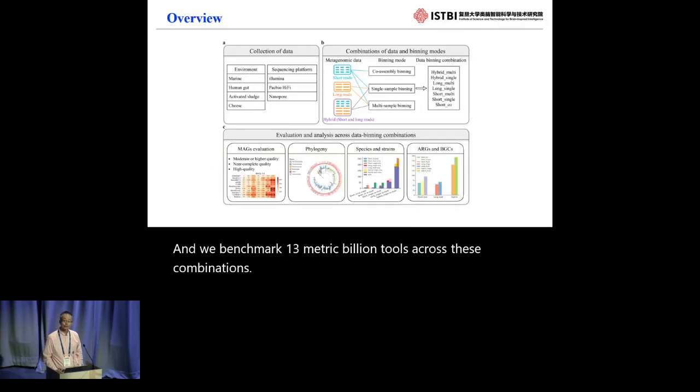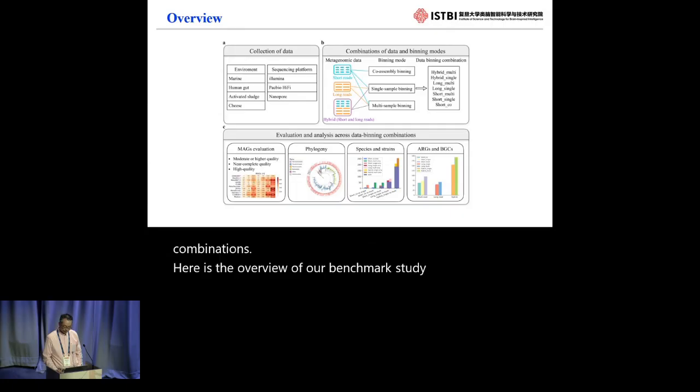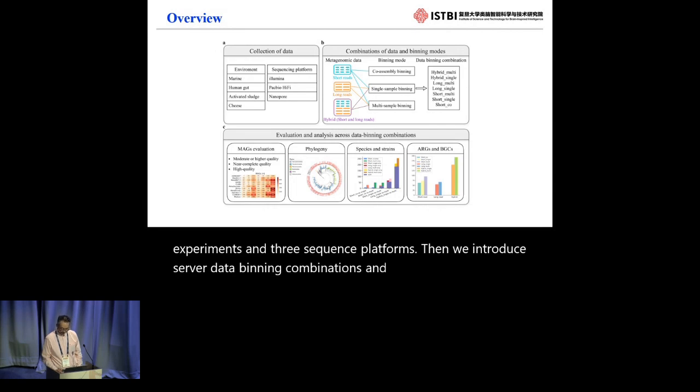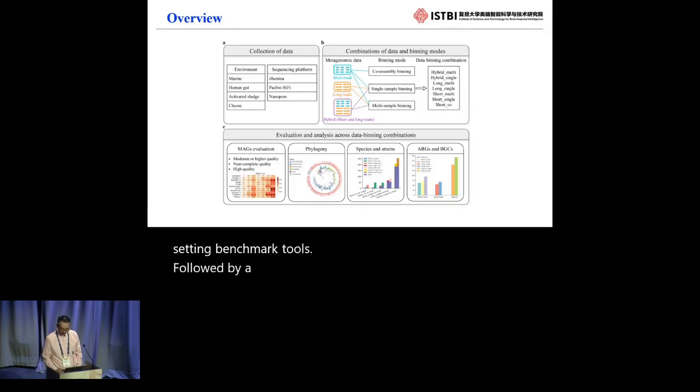Here is the overview of our benchmark study. Firstly, we collect 202 samples from the 5 datasets, covering 4 environments and 3 sequencing platforms. Then we introduce several data-binning combinations. And finally, we benchmark 13 binning tools, followed by analysis of MAGs recovered from these combinations.